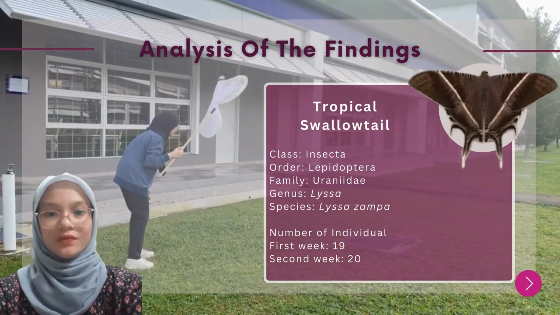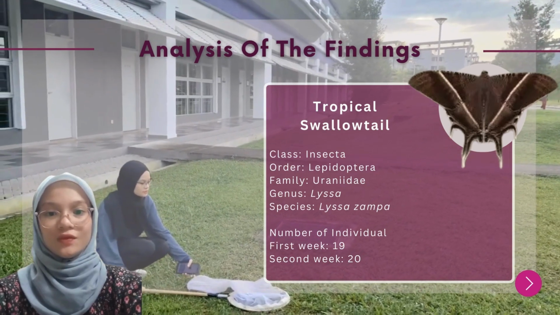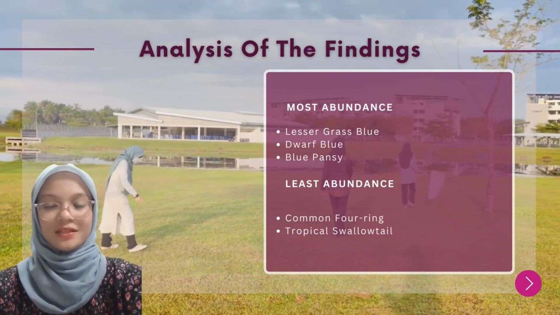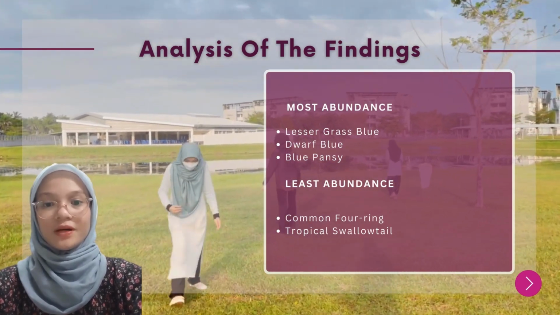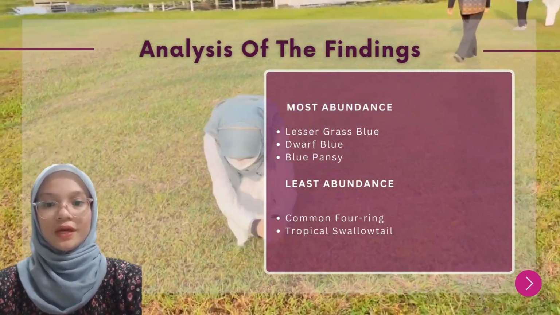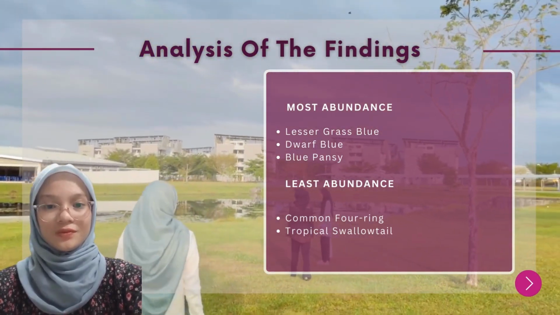There were 19 individuals observed in the first week, with the count slightly increasing to 20 individuals in the second week. From the analysis, we can conclude that the most abundant species of Lepidoptera in UiTM TAPAH are lesser grass blue, dwarf blue, and blue pansy, and the least abundant species are common four-ring and tropical swallowtail.